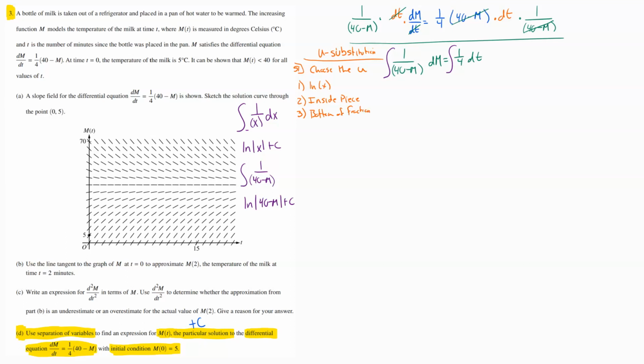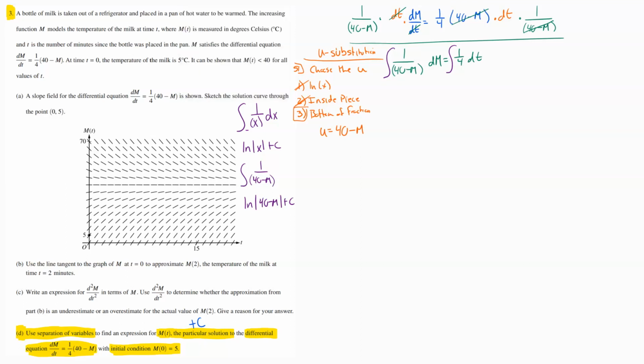Looking at our integral on the left side here, I start at the top of the list. I don't have a natural log, so I'm not going to use that. I don't have an inside piece. Well, I've kept those parentheses around, but that's technically not an inside piece. I could drop them and be just fine. What I'm looking at on this one is my third option here, the bottom of a fraction. I'll choose my u now. U is going to be 40 minus m.